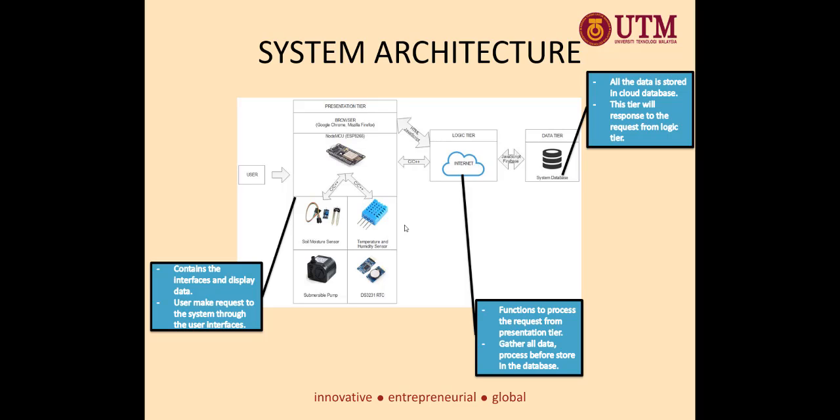Next, we have the logic tier, which is the internet. Its function is to process the requests from the presentation tier, where it gathers all data and processes it before storing it in the database. And lastly, we have the data tier. This is where the system database is located. All the data is stored in the cloud database. This tier will respond to the requests from the logic tier.